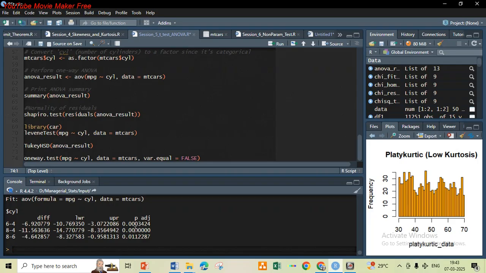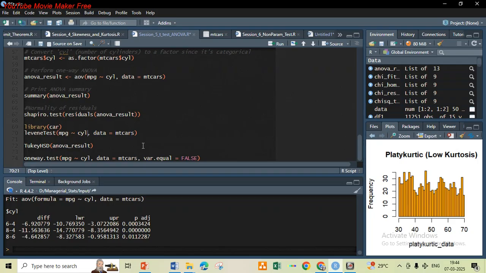Here we can say that the p-value is less than 0.05 for all of these, which means that there is a difference in the mileage between each combination of the groups. We could see that 6 to 4 is -6, which means that 6 cylinder engines offer lesser mileage than 4. 8 cylinder offers lesser mileage than 4, and 8 cylinder offers lesser mileage than 6. So the highest mileage is with 4 cylinders, then with 6 cylinders, then with 8 cylinders, which also makes complete sense.